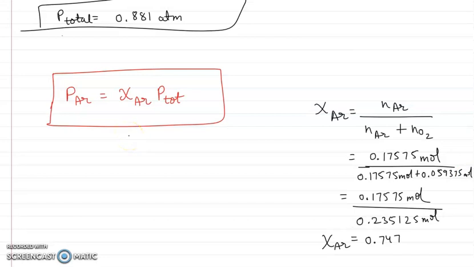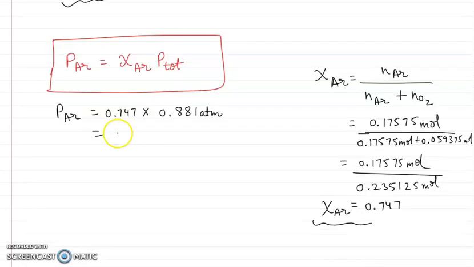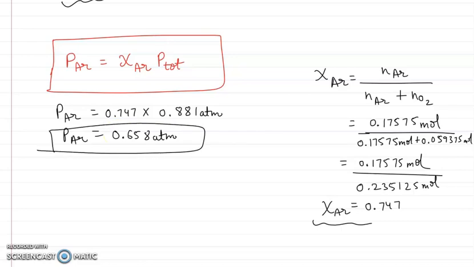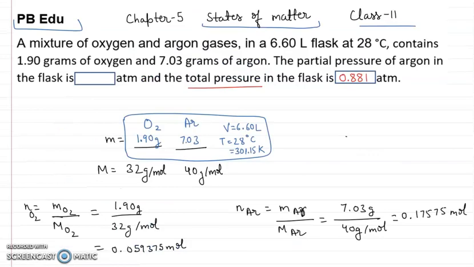So here we have the total pressure and the mole fraction of argon. So we can calculate the partial pressure of argon. It is 0.747 multiplied by 0.881 atm. After calculating, we will get 0.658 atm. So the next answer required was the partial pressure of argon, that is 0.658 atm. We will write it here, 0.658 atm. So we have both the answers.